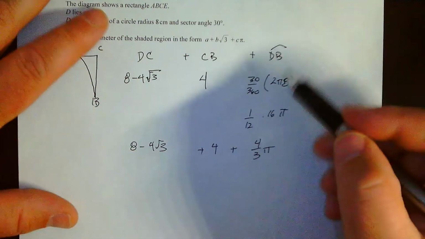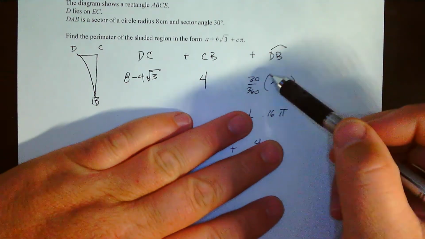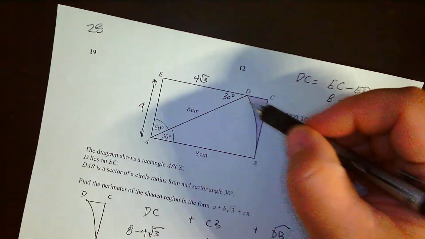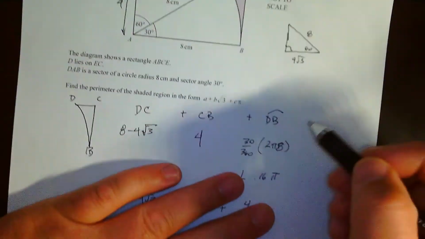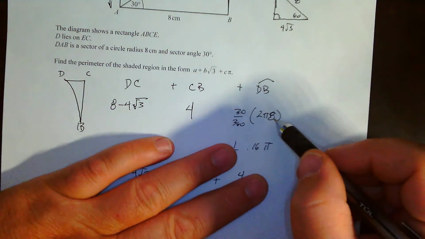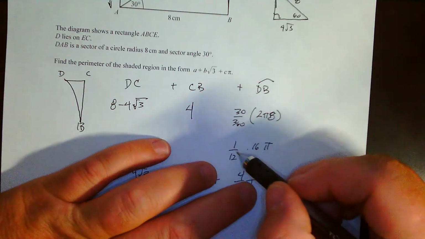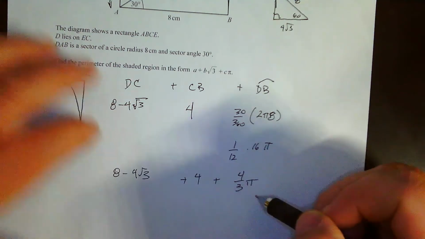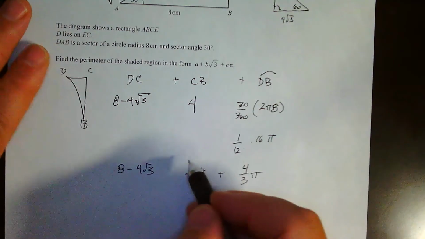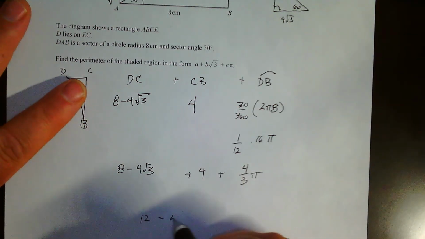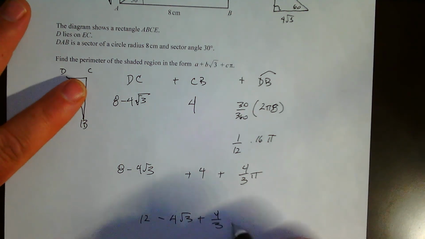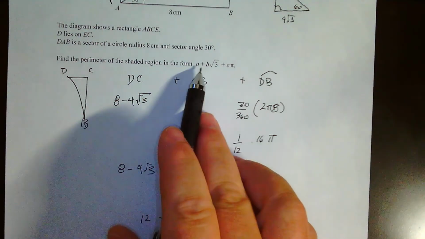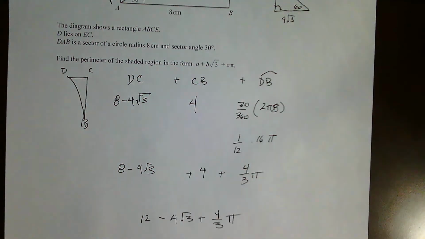Sorry, my fault. So here's what I did. Let me back up, okay? DB, the sector. We have 30 degrees out of the whole circle, 30 out of 360. And we're looking for this part, the arc length, which is 2 pi r, and r was 8. So that's 16 pi. 30 out of 360 is 1/12, so that reduces to 4/3 pi. Yep, so let's combine these two right here: 12 minus 4 root 3 plus 4/3 pi. Now this is in the correct order because it says a plus b root 3 plus c pi.